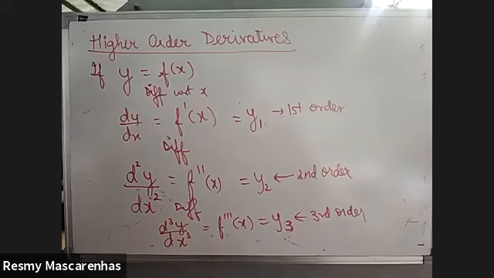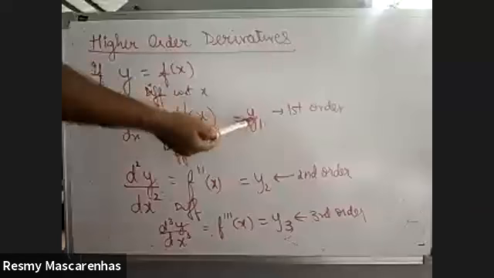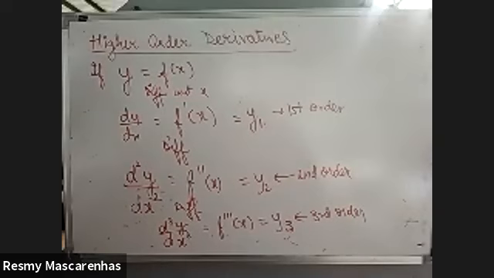So the first time you differentiate, it is dy by dx. The second time, it is d square y upon dx square. The third time will be this, or you can write it like this also: y1, y2, y3. Now we'll start with the problems.